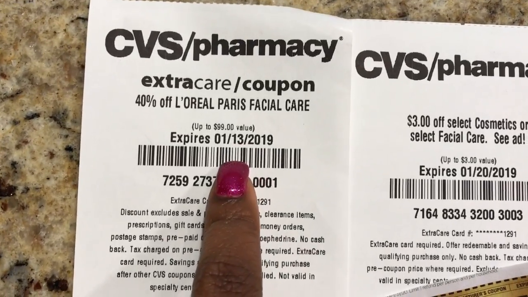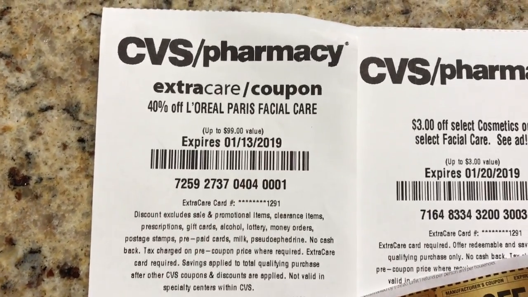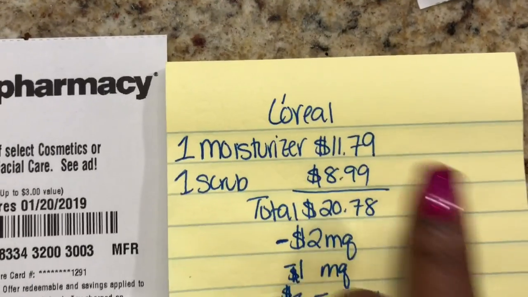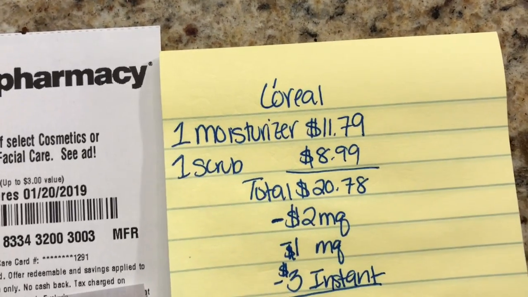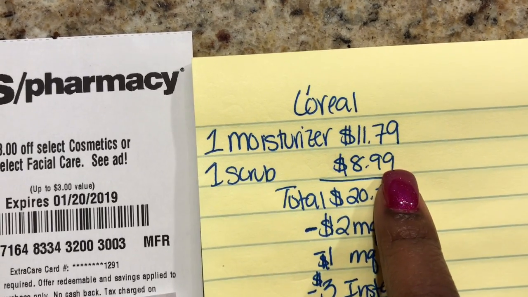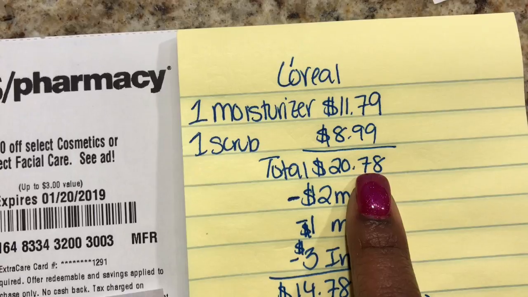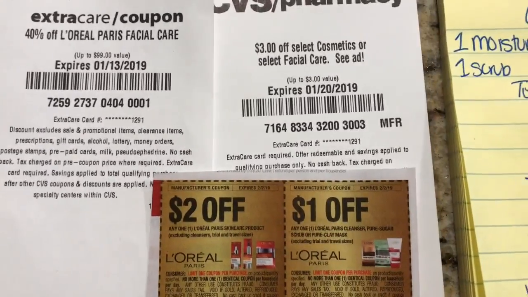So this is the 40% off coupon I just showed you, okay? So we're going to do a deal. We are going to grab one moisturizer for $11.79. We're going to grab one facial scrub for $8.99. That's going to bring our total to $20.78, okay? We want to use all 3 of these coupons.